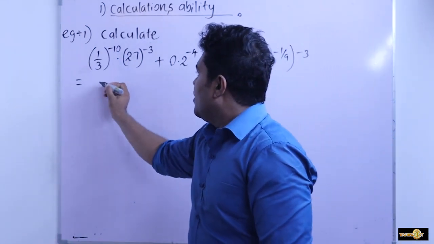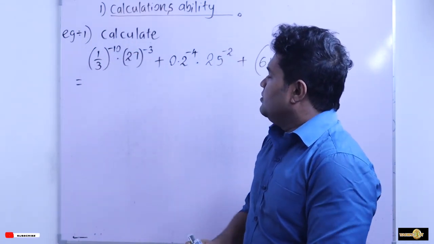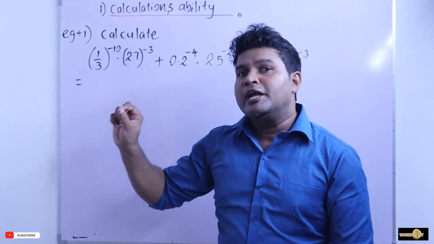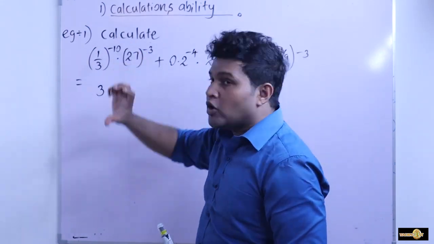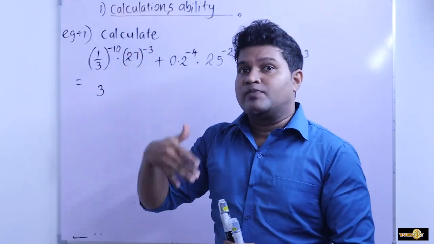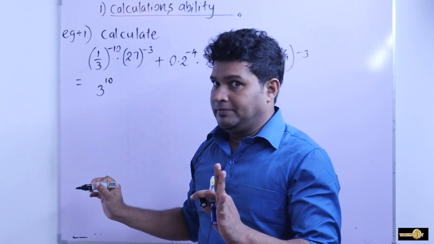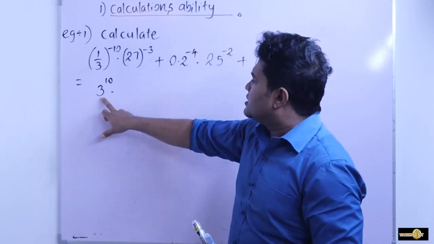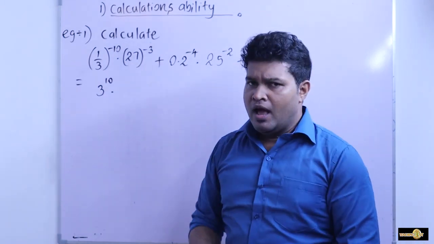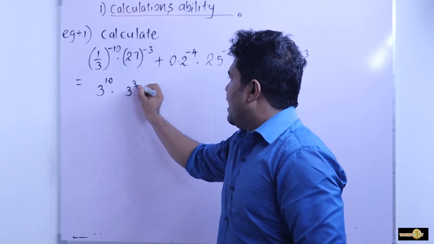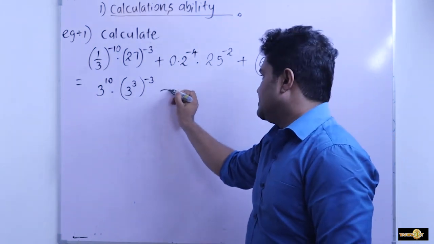Right now, for one third to the power minus 10, we have to write down 1/3 with the negative power 10 as a 3 there, because when you take the reciprocal of the base, the negative index will always become positive. Therefore, it will be 3 to the power 10. And because of this, 27 should be 3 to the power 3, and we have to write down this minus 3 power and plus.